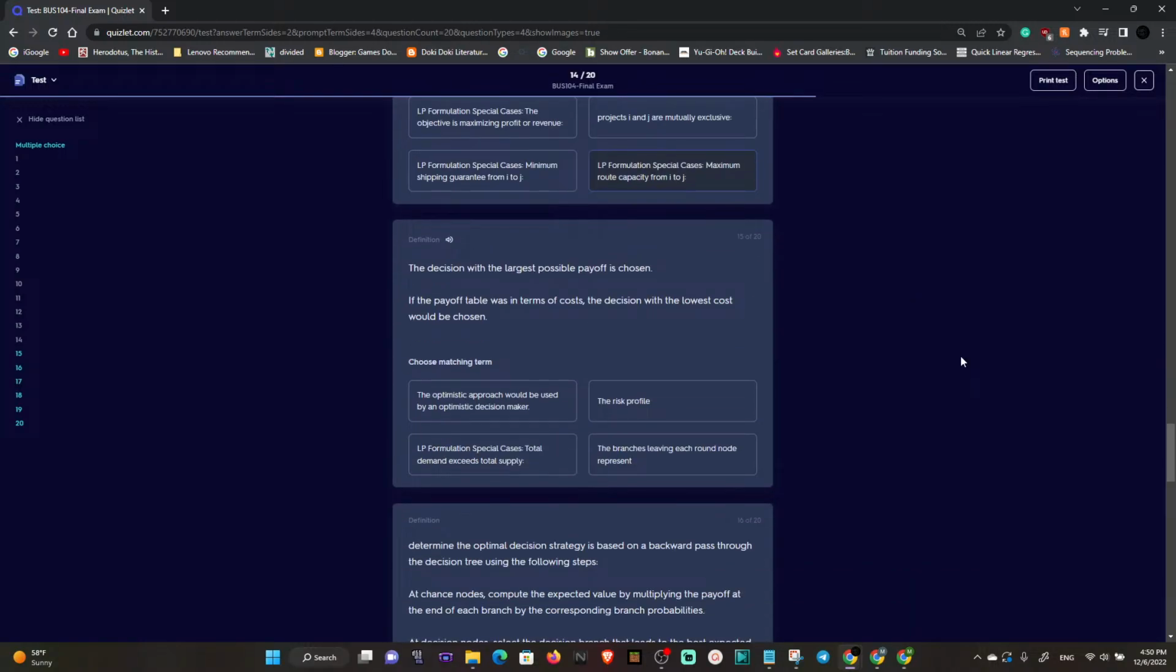The decision with the largest possible payoff is chosen. Okay. So what does that mean? If the payoff table was in terms of cost, the decision with the lowest cost would be chosen. Optimistic approach would be used by the optimistic decision maker. You're up.